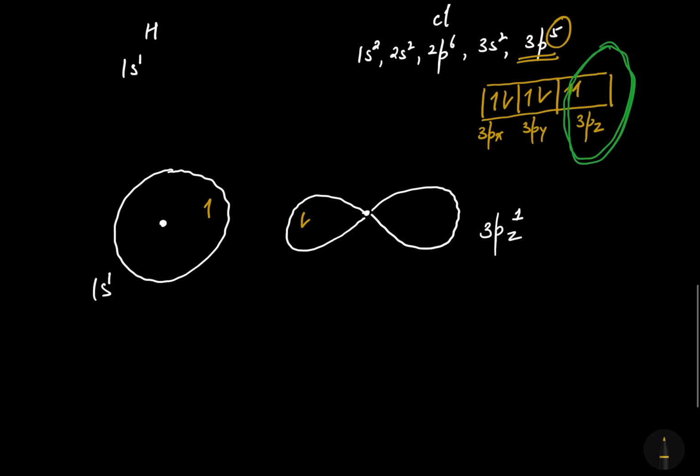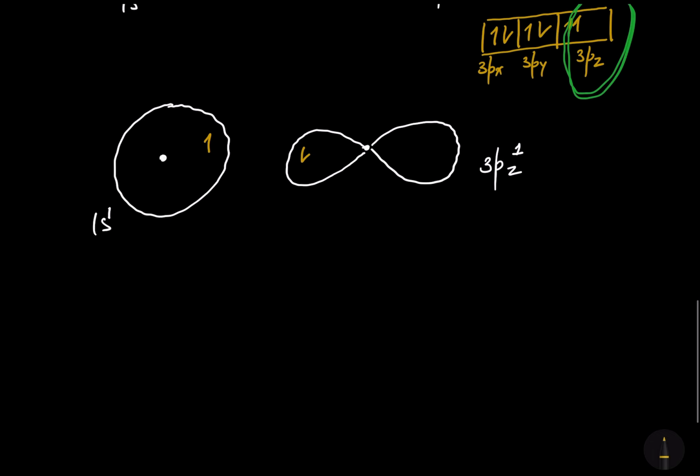So these two atomic orbitals, hydrogen is 1s1, it needs one electron to complete its 2 electrons in the s orbital, whereas 3pz needs also 1 electron to complete 2 electrons in the 3pz orbital. So these two orbitals will overlap with each other, and here the s orbital of hydrogen is overlapping with the pz orbital of the chlorine.